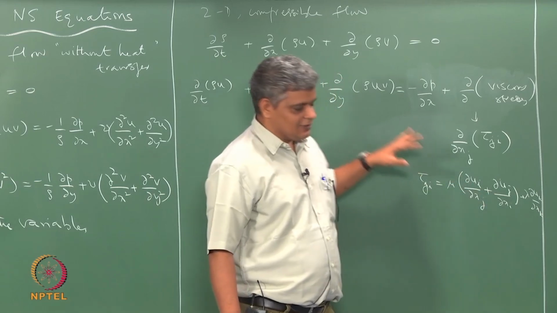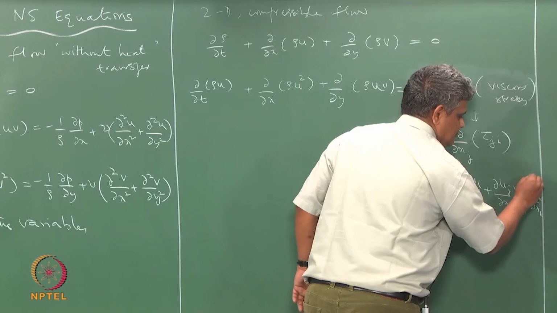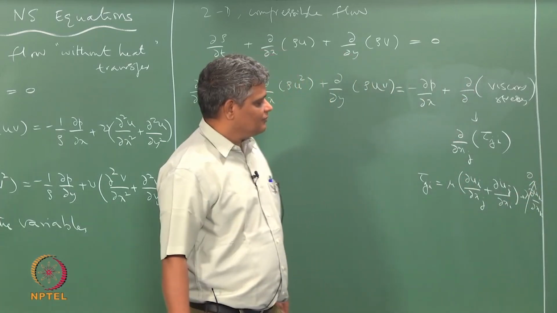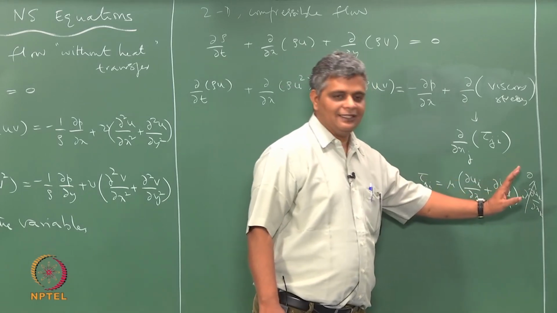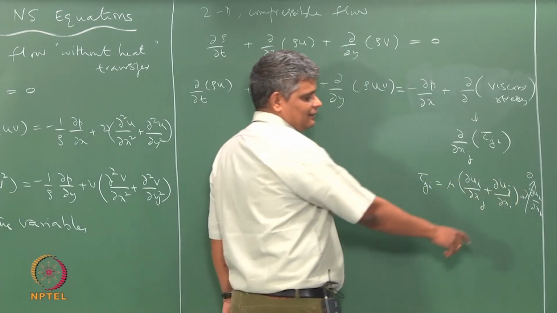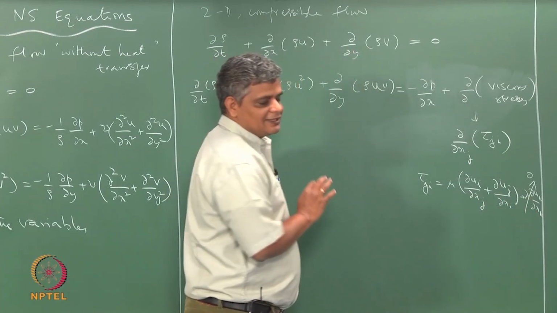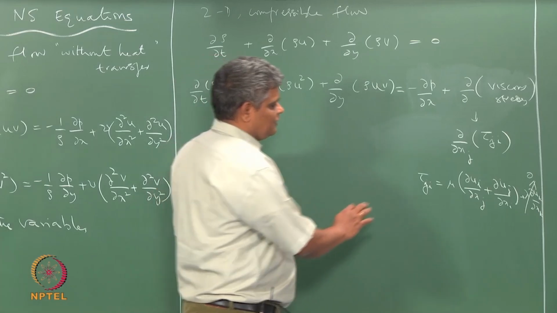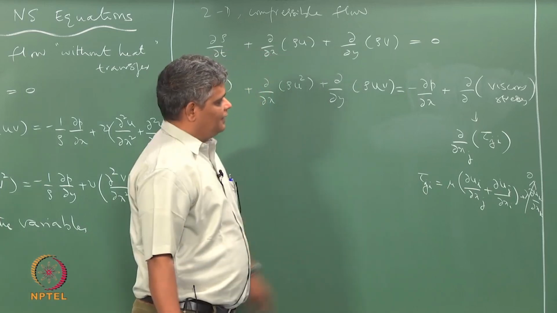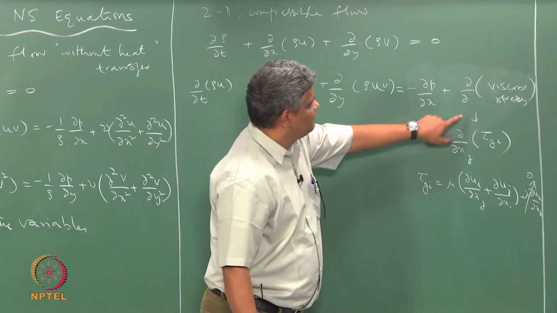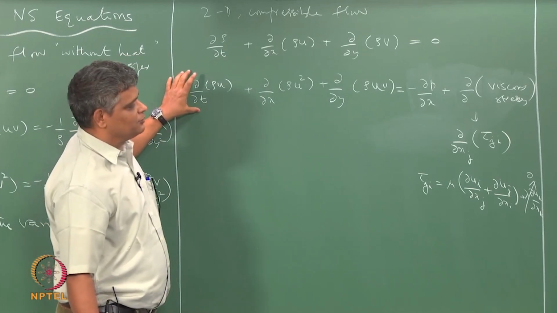For this particular case we can safely neglect this term because usually the second coefficient of viscosity is not important. Anyway, dou u k by dou x k may not be such a big issue. So we simplify it a bit and consider only the viscous stress arising out of the dynamic viscosity mu. This is the expression here, and we would like to write the corresponding expression in the x momentum equation.